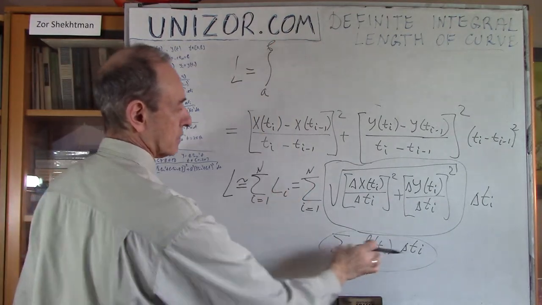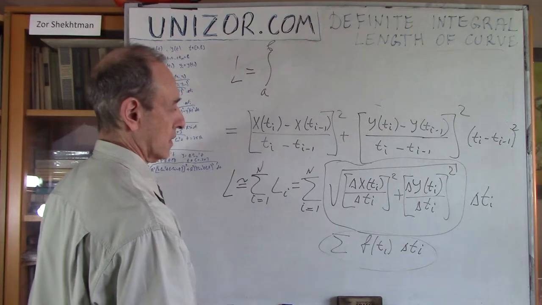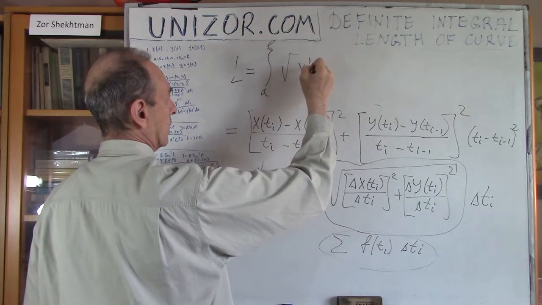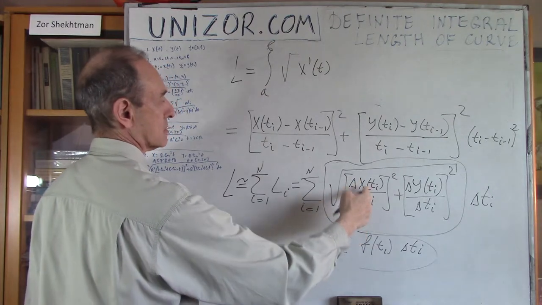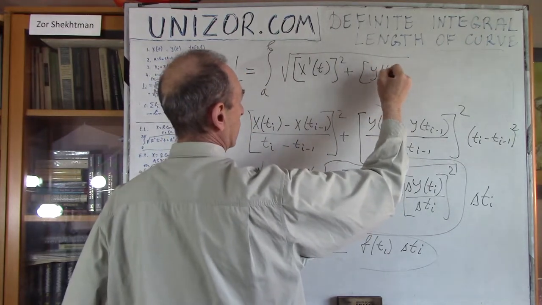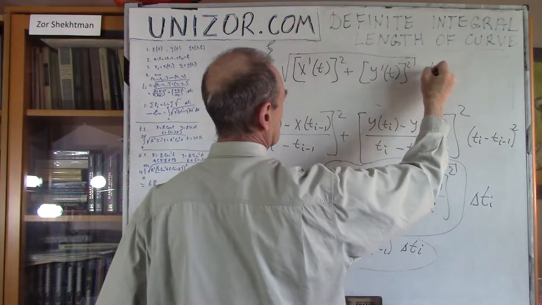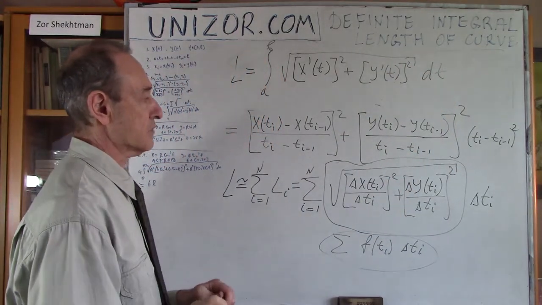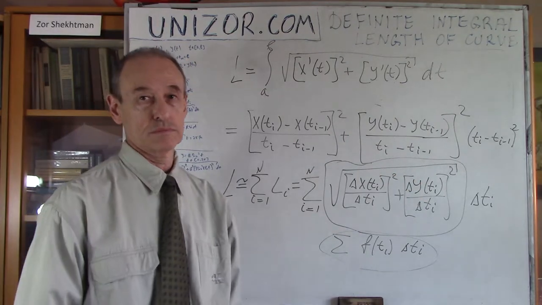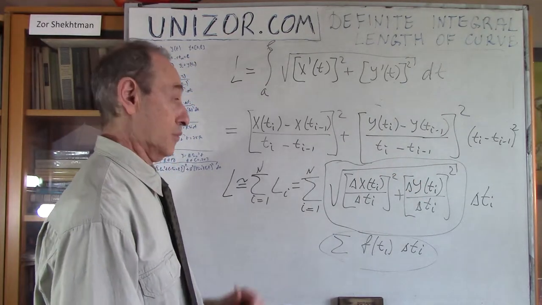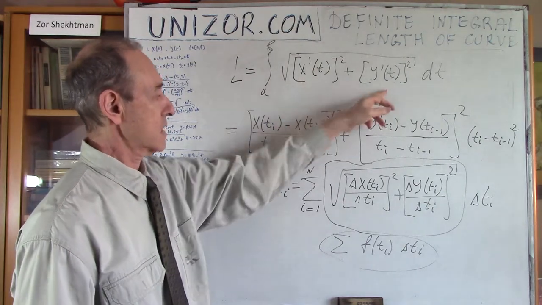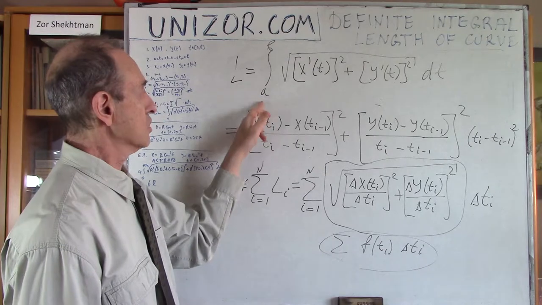Now all the different delta ti's are extending from a to b, right, of this function, which is the square root of the derivative of x squared plus the derivative of y by t squared, dt. So this is basically straight from the definition of the definite integral, where under the definite integral we have this function. Well, basically, that's it. That's the formula for the length of the curve defined parametrically by functions x and y, depending on parameter t, which is going from a to b.